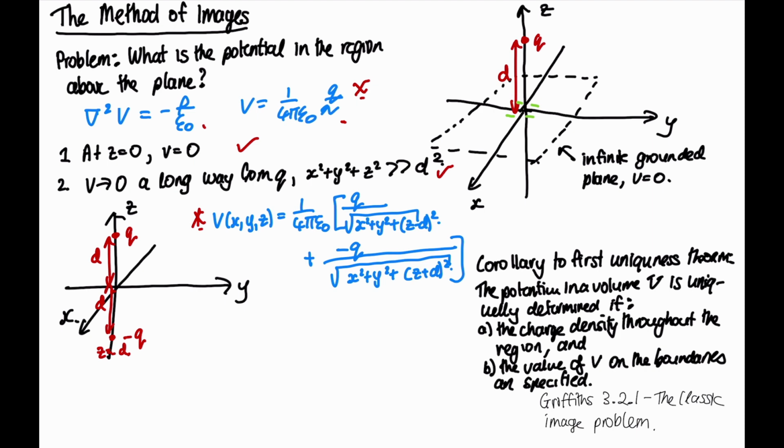So the trick here was we reflected this down below the axis as well and came up with a simpler problem to solve, which through the corollary to the uniqueness theorem allowed us to come up with a solution much more easily.